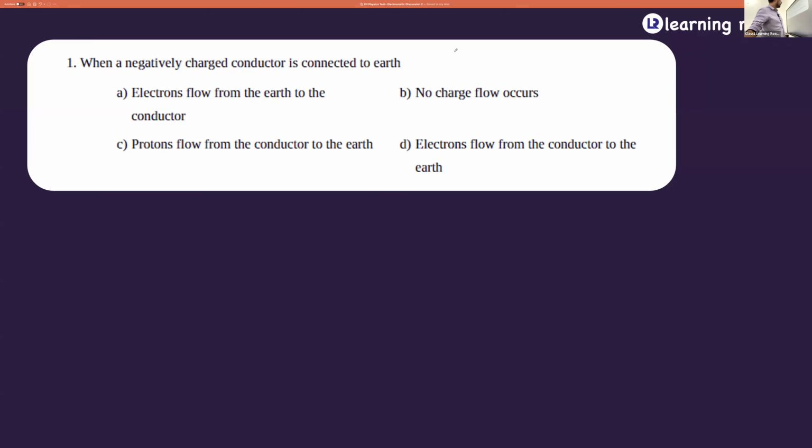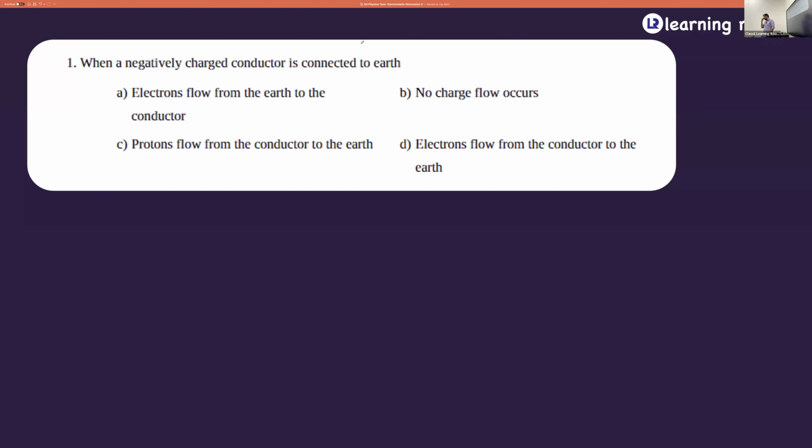Having said this, we'll start with the first question. When a negatively charged conductor is connected to earth, what do you have? You have a conductor which is negatively charged and you're connecting it to earth. What is the right option? A: Electrons flow from the earth to the conductor. B: No charge flow occurs. C: Protons flow from the conductor to the earth. D: Electrons flow from the conductor to the earth. Which is the right option? D is right. But let's try to understand why A is not right.